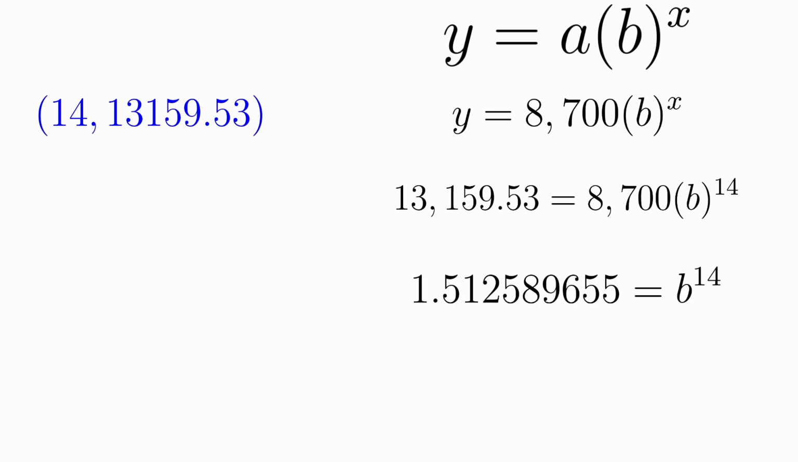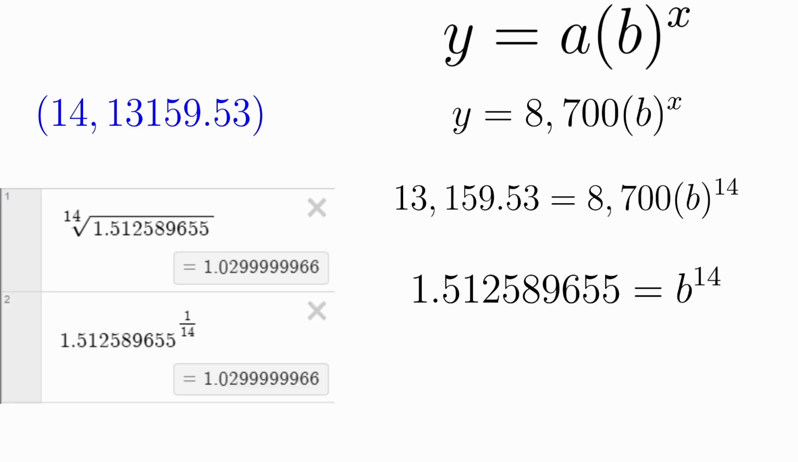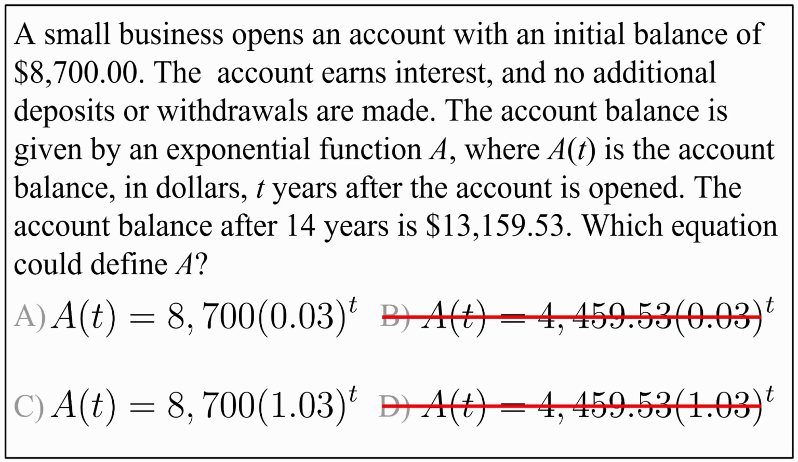Now, how do I get rid of the 14 as an exponent? Well, we can take the 14th root of both sides, or in other words, raise both sides to the 1/14th power. However you want to look at it, they're both two ways of doing the same thing. And we should get a b of about 1.03. So the equation is 8700 times 1.03 to the x, or to the t, which is choice C. Now, a lot of you guys could already see, okay, wait, process of elimination, 0.03 would be decay, and the amount is getting bigger, so it must be growth.